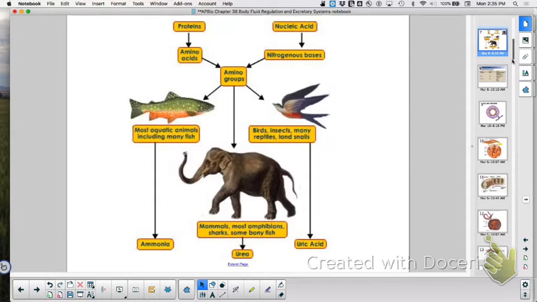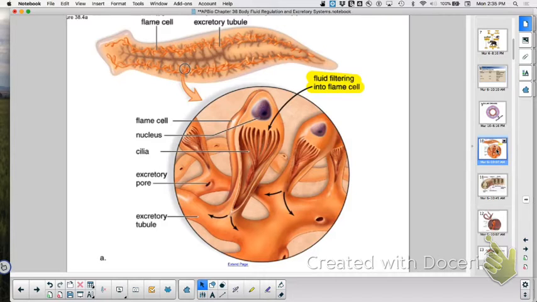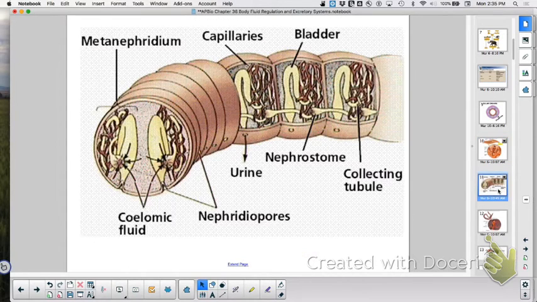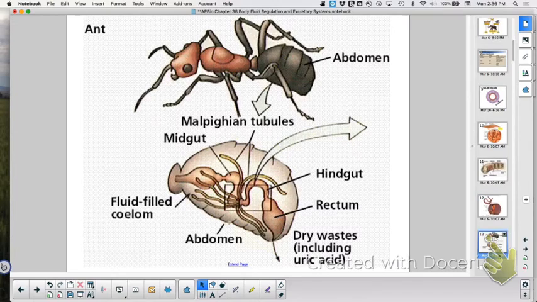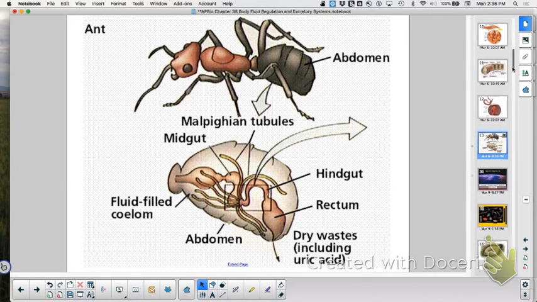We then looked at some other strategies. We looked at flame cells with planarian. We looked at nephrostome and nephridia in segmented worms. And now that you know the end of the story, because we have studied the nephrons that are in us, we can see the similarities with the blood pathway and the urine pathway side by side. We looked at Malpighian tubules, which is something that insects use.